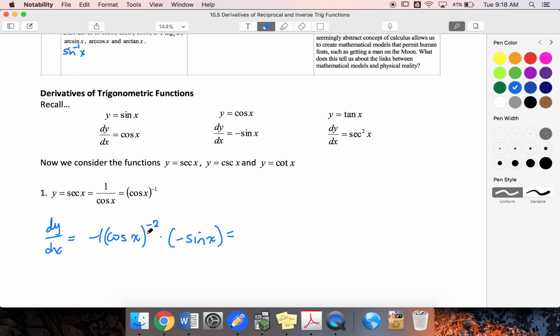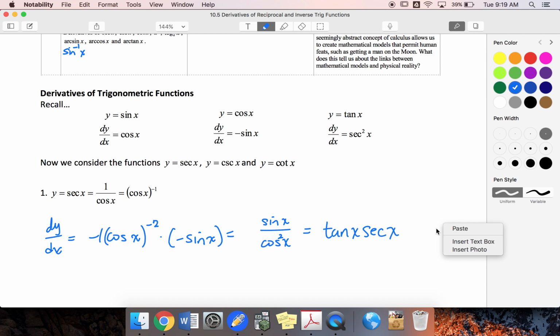So that's going to give me, my negatives will cancel, of course, and I'll have sine x over cos x squared. So we could write that as cos squared x. We know sine over cosine is tangent, and then that would leave us with 1 over cosine, which is secant. And so there we go. We have the derivative of secant is tan x secant x. And this is another thing that's in your formula booklet.